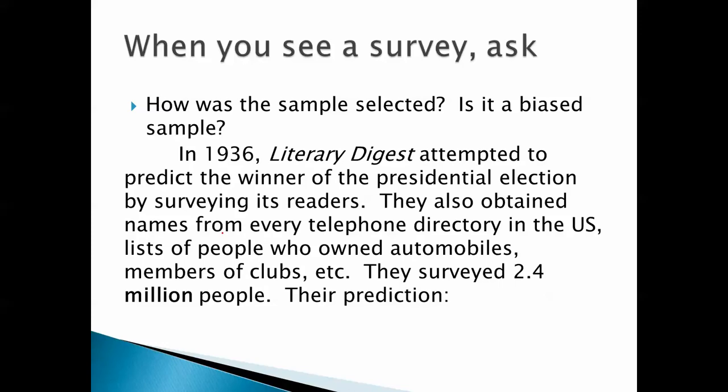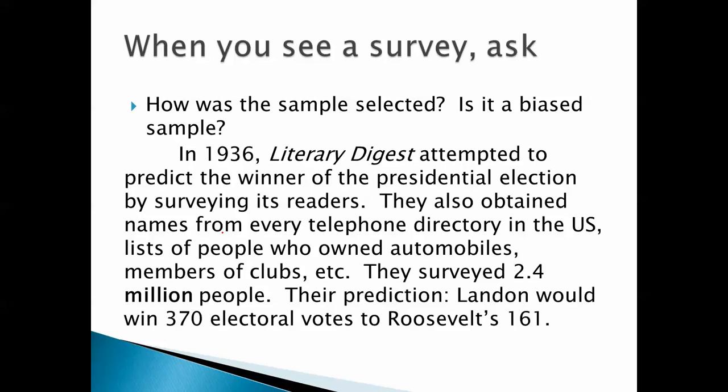Here's an example. In 1936, Literary Digest attempted to predict the winner of the presidential election by surveying its readers. They also obtained names from every telephone directory in the U.S., lists of people who owned automobiles, members of clubs, etc. They surveyed 2.4 million people. It's an enormous sample. Their prediction? Alf Landon would win 370 votes to Roosevelt's 161. So in other words, a landslide in favor of Alf Landon.